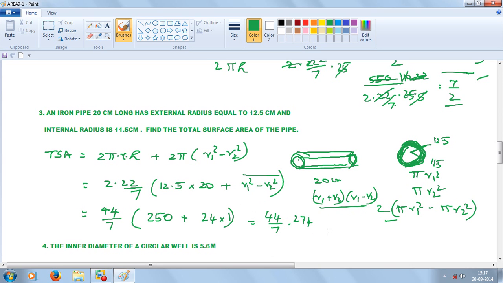So this will lead to 44 divided by 7 multiplied by 274. If you multiply this, we get 120 by 7, which is equal to 1722.28 centimeter square.